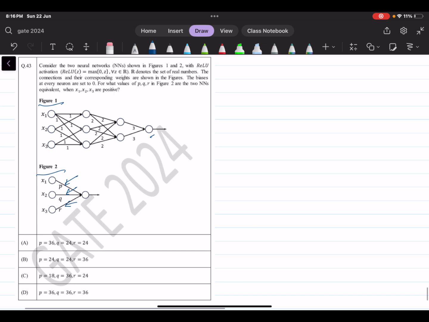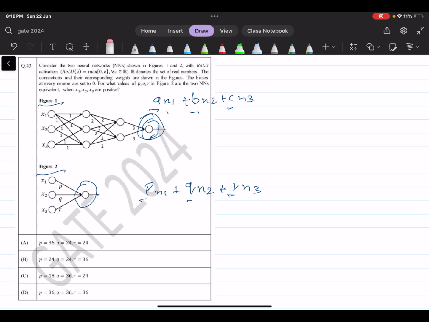The two networks are equivalent. So it means that at this particular point, whatever, let's say some ax1 plus some bx2 and some cx3, something will come. The same should come here. So here it will come as px1 plus qx2 plus rx3. So A should be equal to p, B should be equal to q, and C should be equal to r at this final neuron. If it is equal, then these two neural networks will be equivalent. So we need to see this.